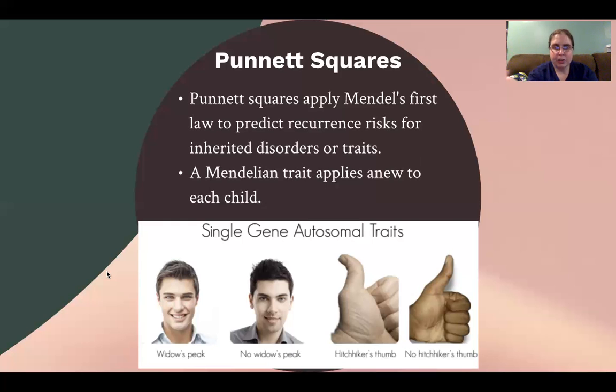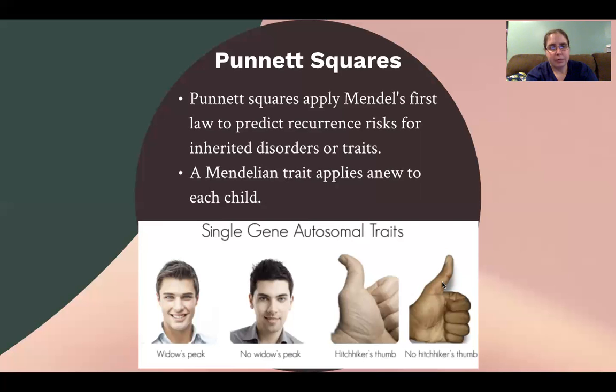At the bottom, I give you a couple more examples of single gene autosomal traits. So widow's peak is when you see that little dip down in the hairline versus a straight hairline. So I got a bit of a widow's peak myself right here. See how it dips down? And then hitchhiker's thumb versus the straighter thumb.